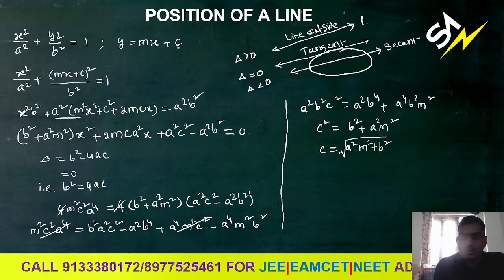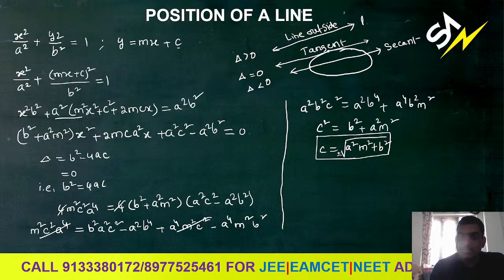So c is equal to plus or minus under root of a square m square plus b square. Okay, this is the value of c. This value of c is also called the condition for tangency. Here we have taken delta equal to 0. That is the reason we got this.